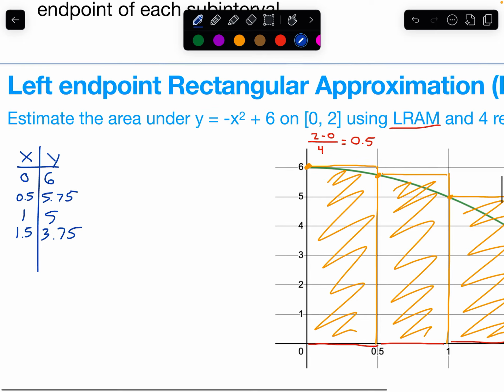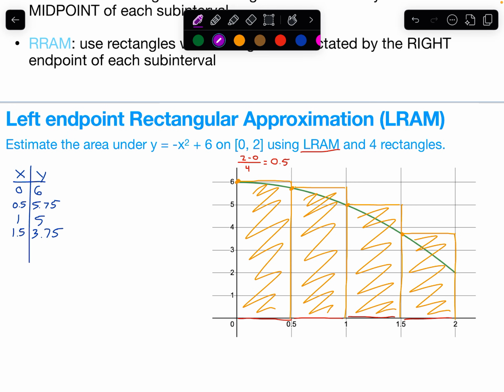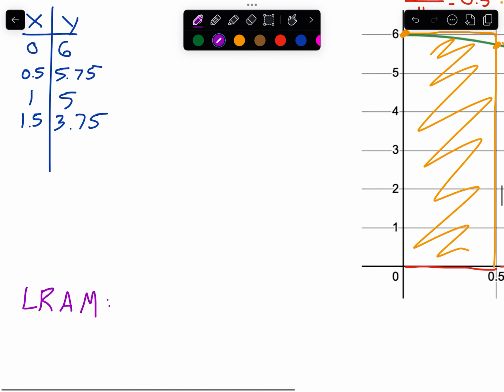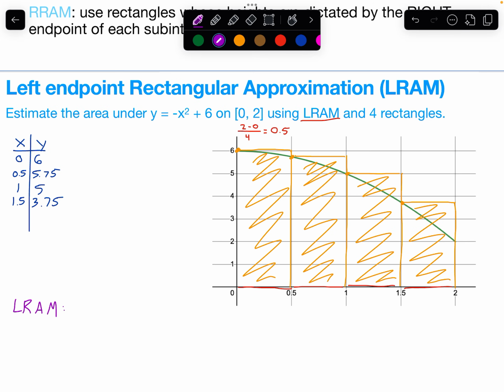So now to get our left endpoint approximation, we're going to add up the areas of all these rectangles. Now let's think about this for a moment. We can do a few things to speed this up. For each of our rectangles, we've got base times height, base times height, base times height, base times height.